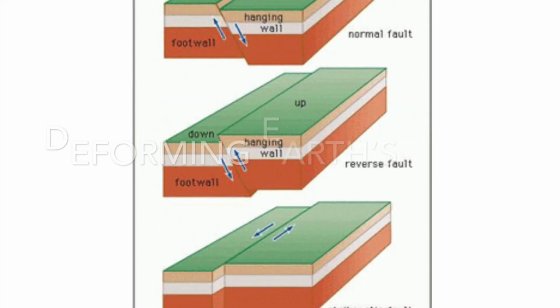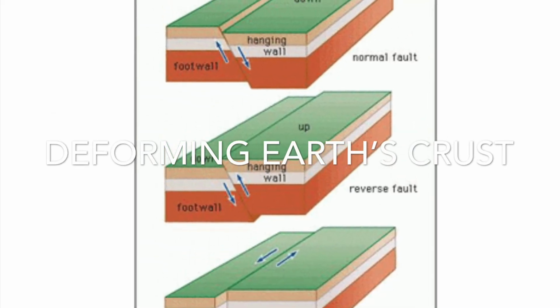Now I'm going to be talking about deforming Earth's crust. The process in which the shape of a rock can change due to stress is called deformation. Rock layers can bend or even break because of how much stress is getting put on them.